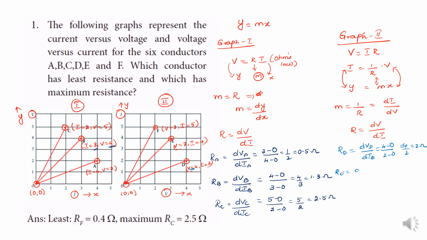RE is equal to dVE by dIE, which is equal to, what is V? 3 minus 0 by 4 minus 0. 3 by 4, which is 0.75 ohms. RF is equal to dVF by dIF, which is equal to, see, V is 2 minus 0. 2 minus 0 by 5 minus 0, which is 2 by 5, that is 0.5 ohms.